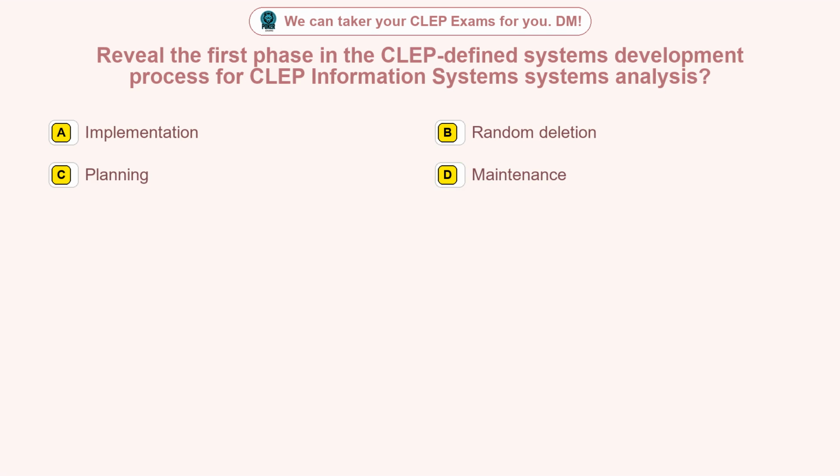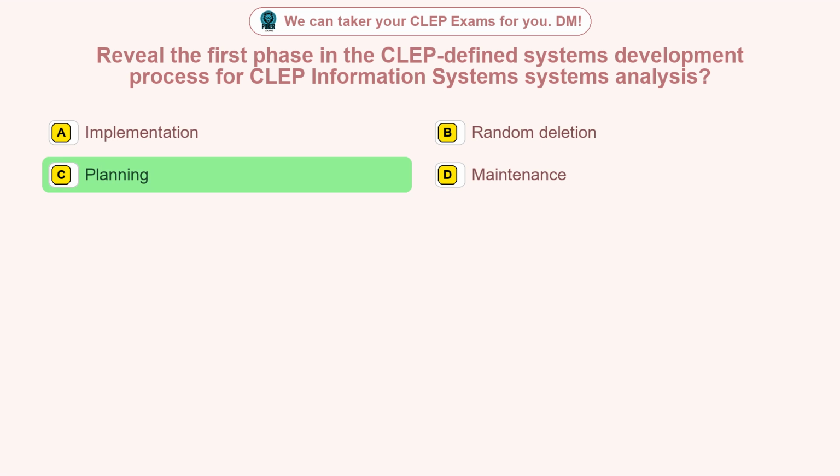Question 64. Reveal the first phase in the CLEP-defined systems development process for CLEP Information Systems analysis. Option A. Implementation. Option B. Random deletion. Option C. Planning. Option D. Maintenance. The correct answer is option C.